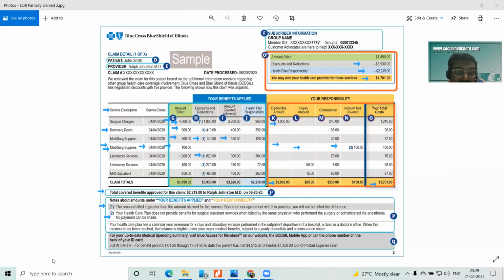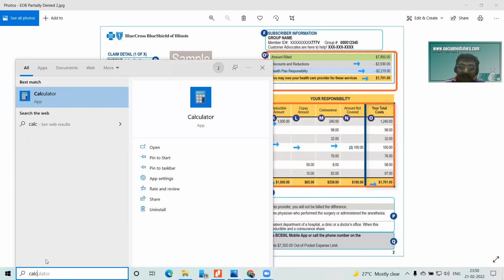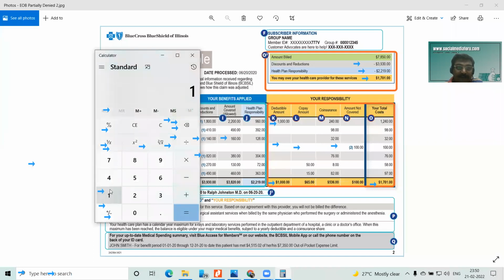1,000 plus, let me come up with a calculator. Yeah, we have got it. So what we are going to do is 1,000 plus 65 plus 536 plus 100. That's equal to 1,101. So this is the amount billed.